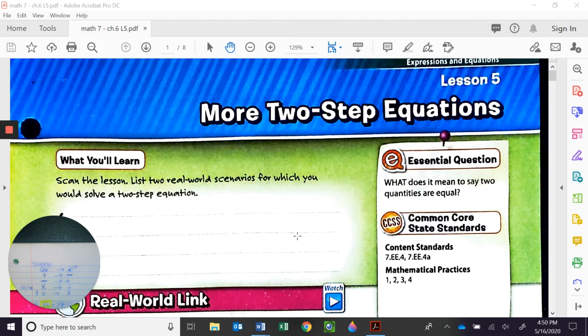So lesson 5 has more to do with two-step equations, and so I just wanted to remind you about your inverses. Okay, so remember, what do you see versus what do you do? Adding tells you to subtract, subtracting tells you to add, multiplying tells you to divide, and dividing tells you to multiply. You must remember that.